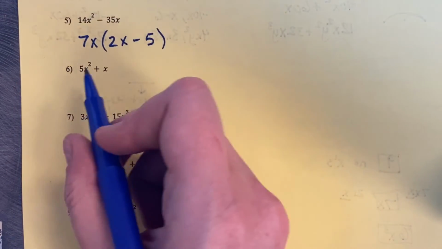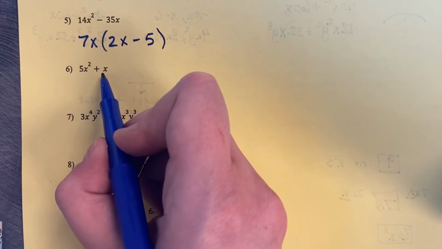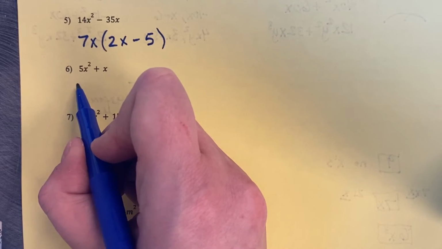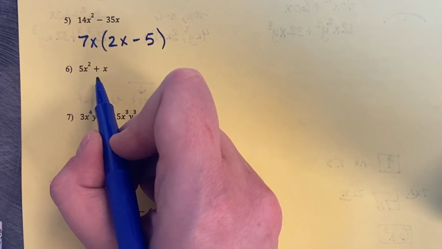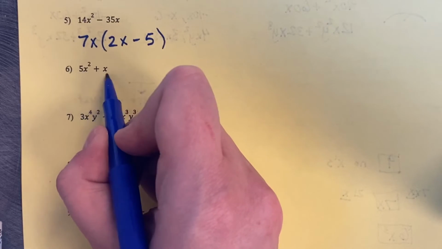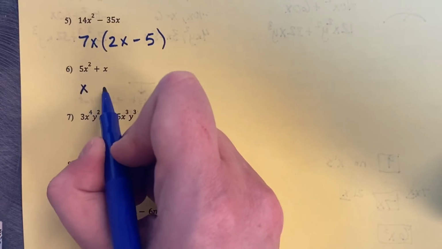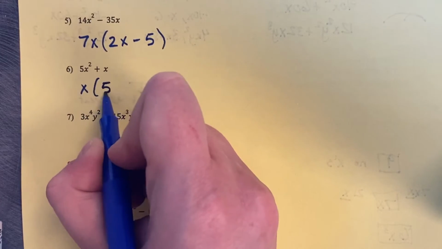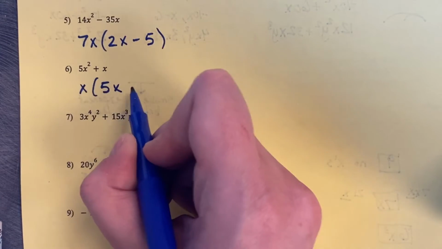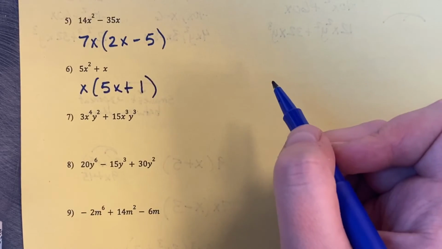This one's trickstery. What's in common between a 5 and a 1? A 1. So then you skip the numbers and you go straight to the variables. What's in common here between an x squared and an x? Just a single x. So then I get a 5x. And then what's an x divided by x? It's actually a 1, not a 0.